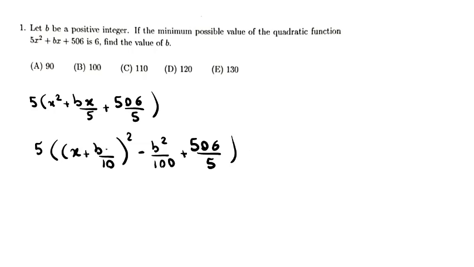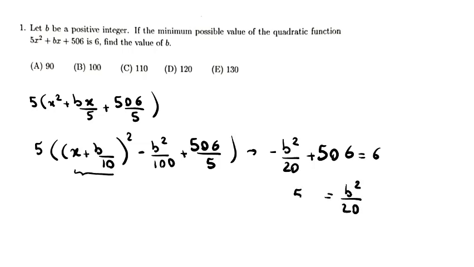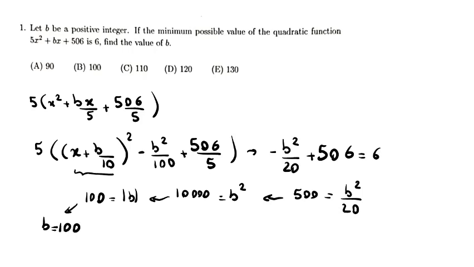And you know the minimum happens when it is 0. Then we have negative b squared over 20 plus 506 equals 6. So then we conclude what? b squared over 20 equals 500. So b squared equals 10,000, and so the absolute value of b is 100. The problem says let b be a positive integer, so b equals 100. So the answer is B.